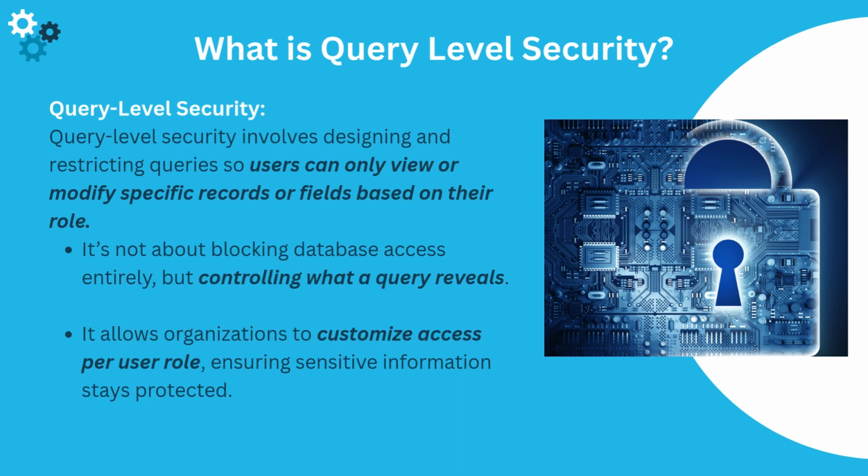To build on that, query-level security isn't about blocking people from accessing the database completely. It's about making sure the queries they use only reveal information that's appropriate for their role. For instance, a teacher might get access to a list of their own students' names and grades, but they shouldn't be able to see another teacher's class or private information like medical details. By carefully crafting queries this way, we're making sure that sensitive data stays secure and is only seen by those who need it.